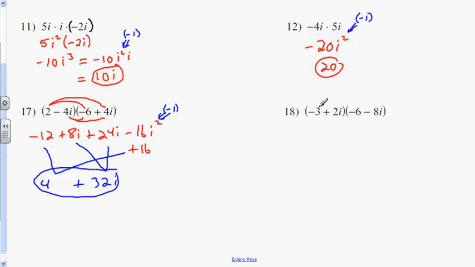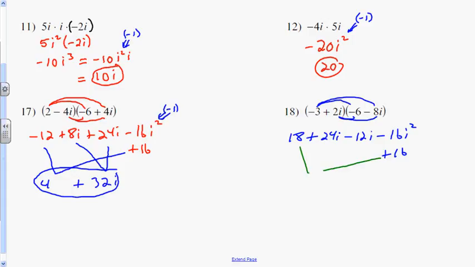Our last one here, first times first, 18. Outside, plus 24i. Inside, minus 12i. Last, negative 16i squared. And again, I want to change negative 16i squared to plus 16. We combine like terms, and here we get 34, I believe. And here we get plus 12i.